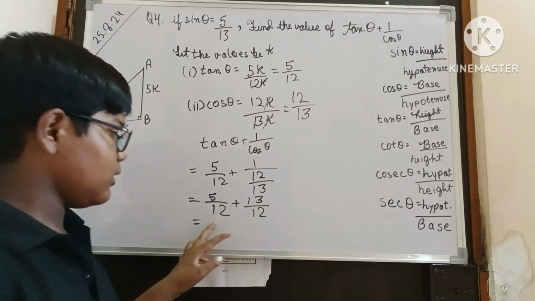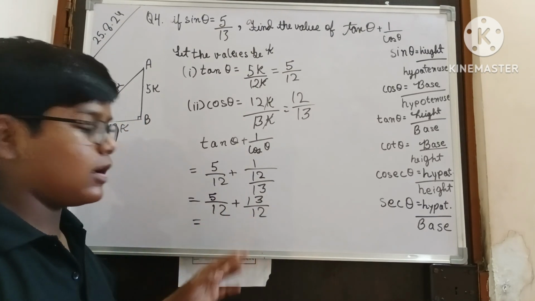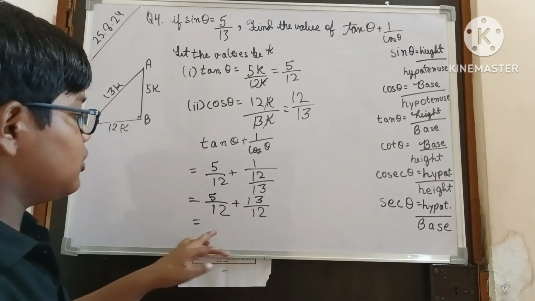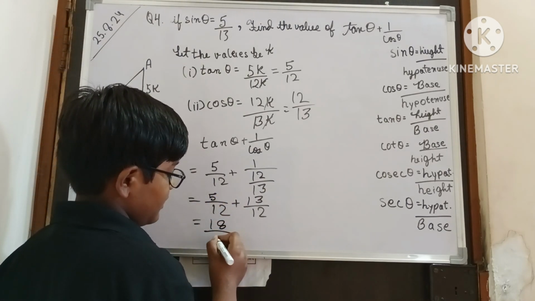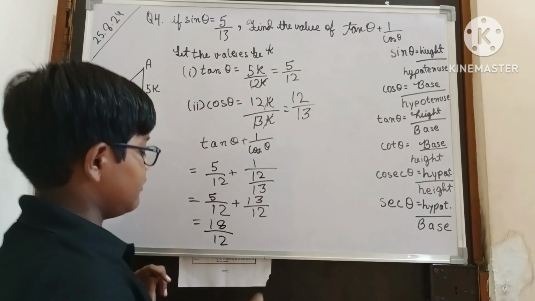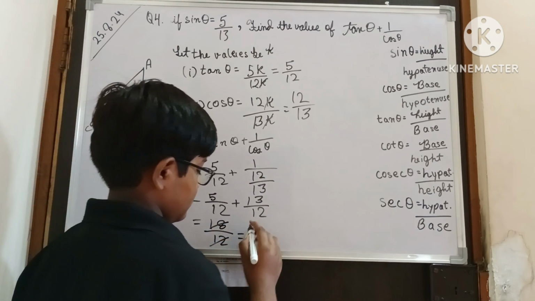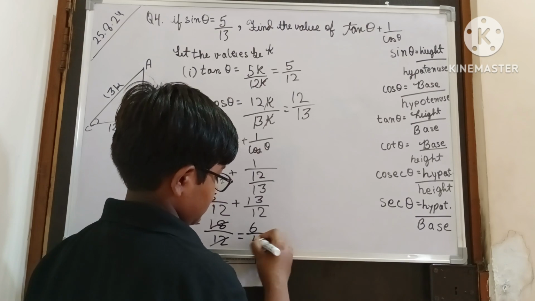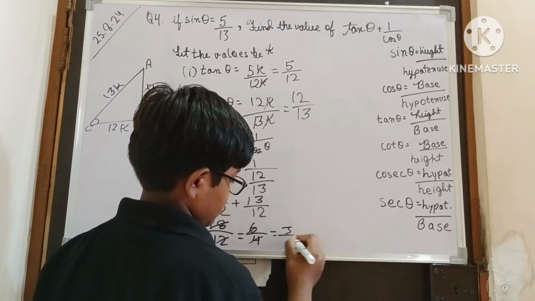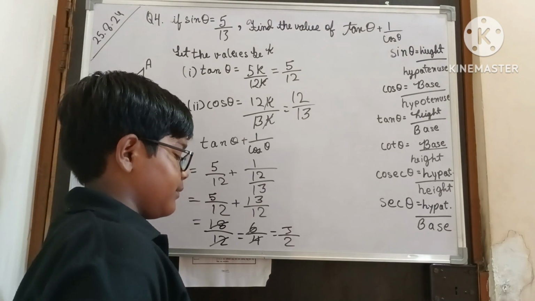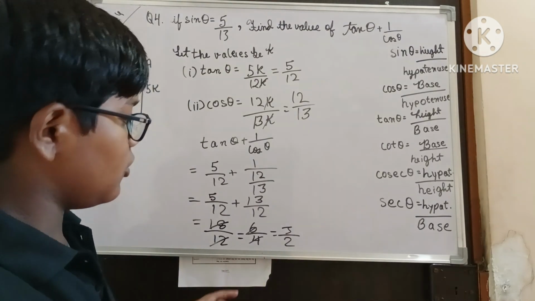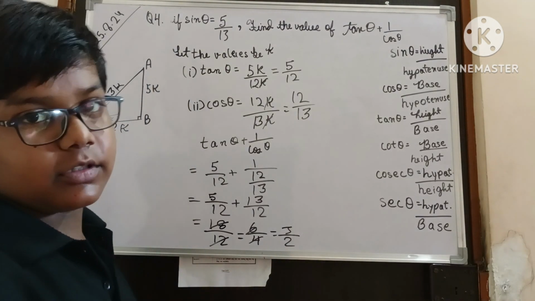As the denominator is the same and they are like fractions, the numerators will be added up and the value will become 18 by 12, which will be cancelled out as 3 by 2. We can cancel by the tables of 2 and 3 or 6 directly.